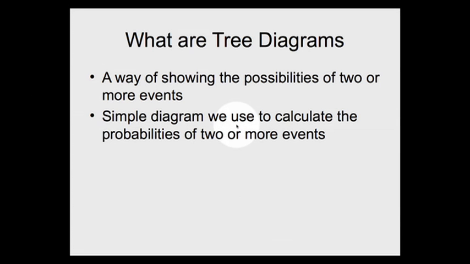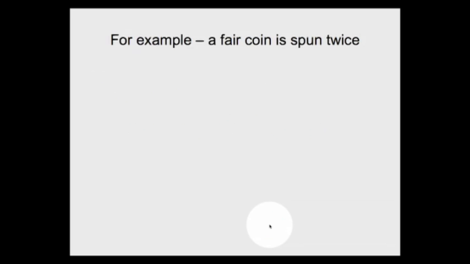Okay, tree diagrams. What is a tree diagram? Well, it's a way of showing possibilities of two or more events. They're simple diagrams we use to calculate probabilities of two or more events. It's basically you've got a left and a right arm. Imagine you can either use one or the other.